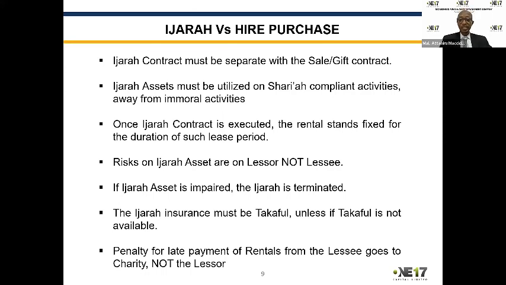Once the Ijara contract is executed, the rental stands fixed for the duration of such lease assets. It may change in the hire purchase in the event of some macroeconomic changes, the bank may decide to change it. Risk on Ijara asset is on the lessor, not the lessee. Like I explained, if there is any risk that will make the asset to be impaired, definitely the risk will be on the lessor, who is the legal owner of the assets.